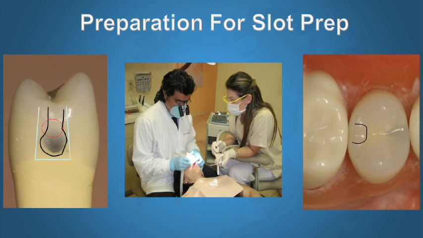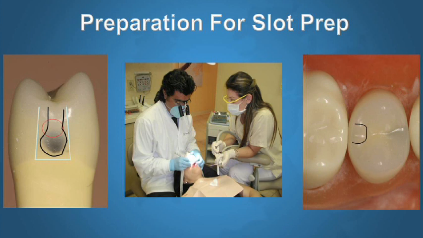The preparation of a slot prep is a very important thing. The proximal box is no longer the typical G.V. Black geometric shape. We now understand that adhesive procedures allow us to preserve enamel, and sometimes we can even preserve enamel without the support of dentin, as long as we have a full thickness. Then the proximal shape changes pretty dramatically.